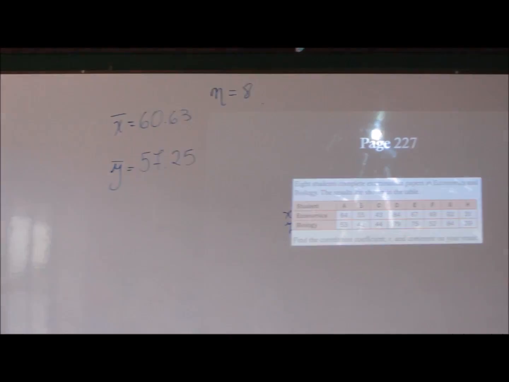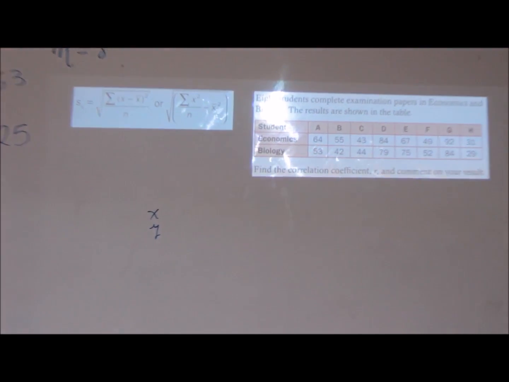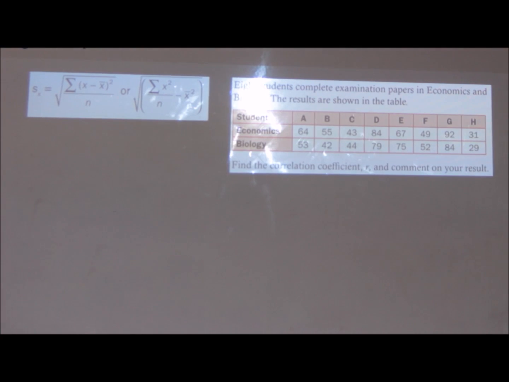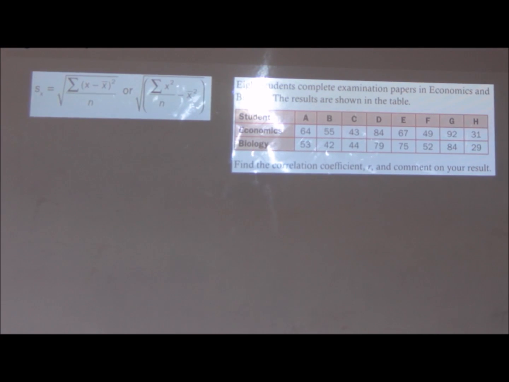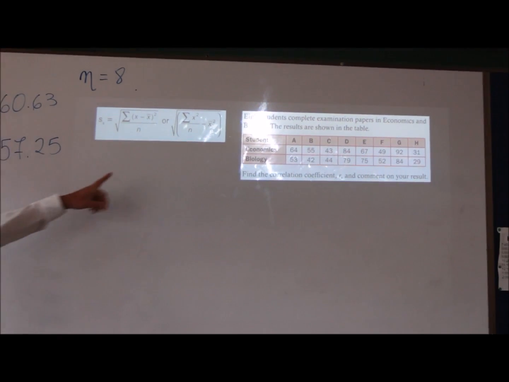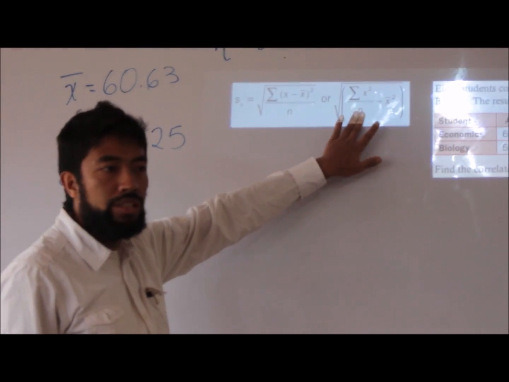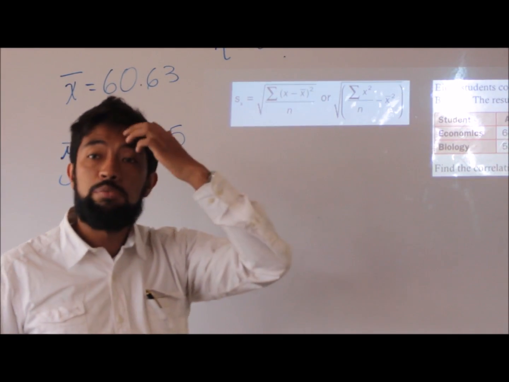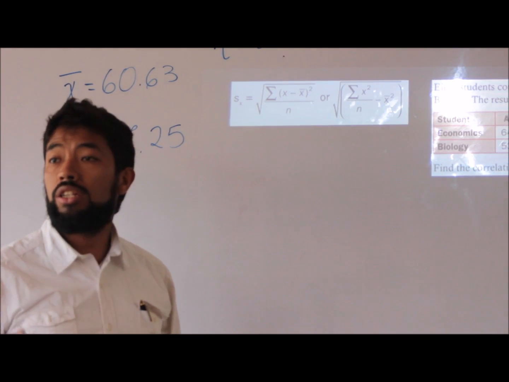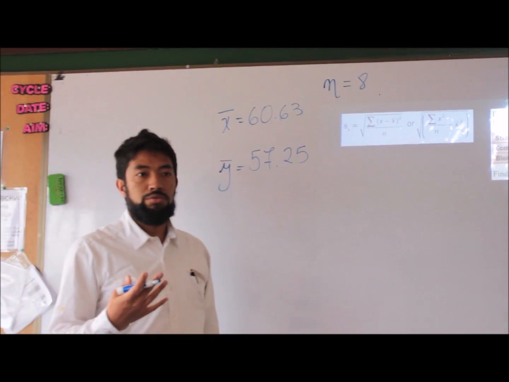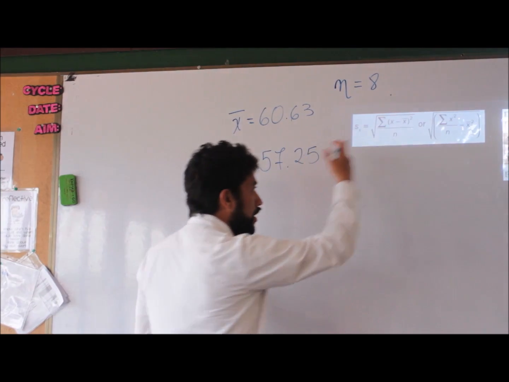Now let's begin with the work. S of x. There are 2 ways to do it. If I remember, this was the one that we used: the square root of the sum of the x squared divided by n minus the mean squared. Now, what will it be in our case?